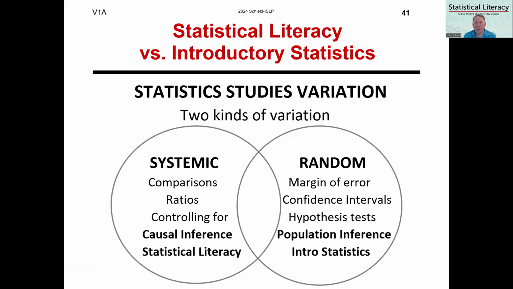How does it relate to traditional statistics? This is how I see it. For me, statistics studies variation. There are two kinds of variation. Random on the right, where we do margin of error, confidence interval, hypothesis testing. As chat says, that's population inference. That's intro statistics. On the left, we have a different kind of variation, systemic variation. That's what gives rise to comparisons, ratios, and controlling for. This leads to causal inference and statistical literacy. They overlap, but they have a lot of difference.